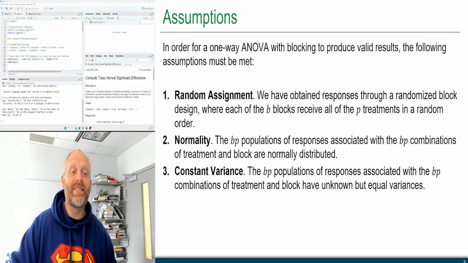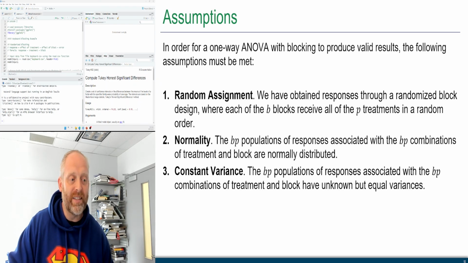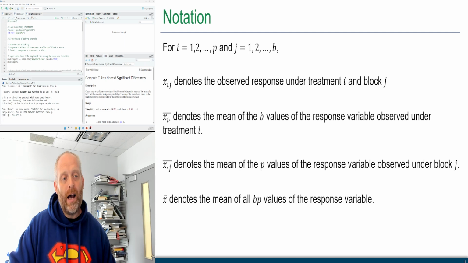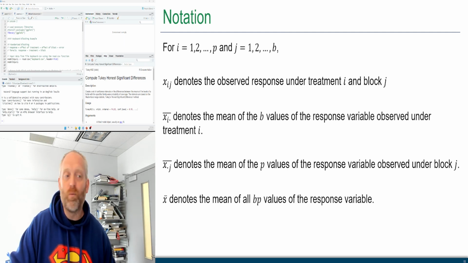Constant variance, same idea for each one of these outcomes. That's exactly what we are expecting to see. And yeah, those are our three assumptions. So really no difference than what we were doing with the one-way ANOVA.